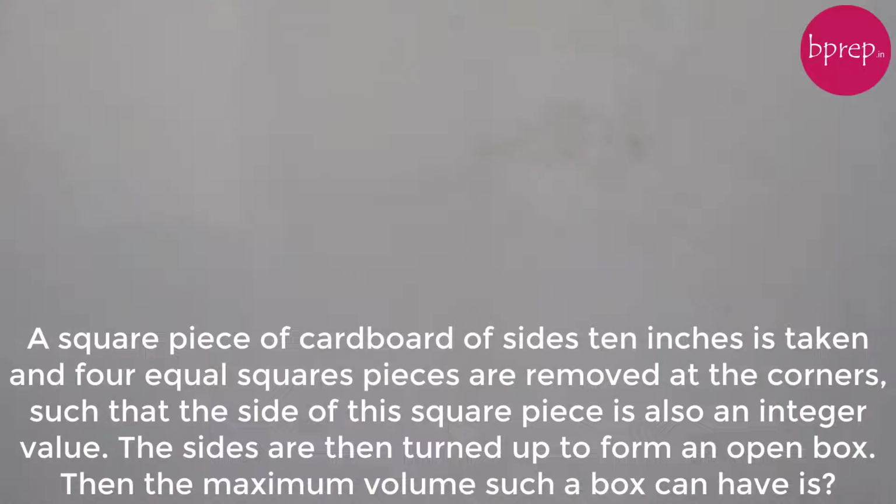Let's start. This question is from CAT 91 paper. A square piece of cardboard of sides 10 inches is taken and 4 equal square pieces are removed at the corners such that the side of the square piece is also an integer value.